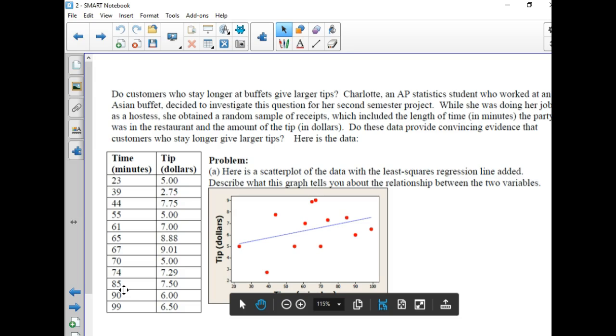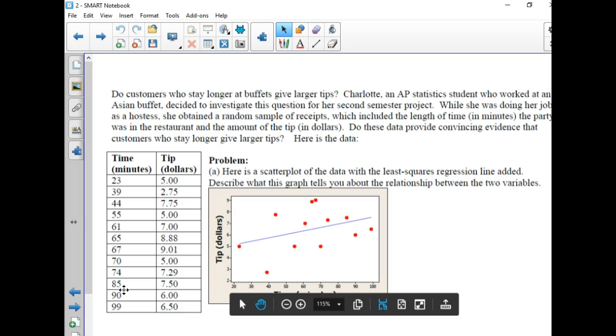Here is the data, okay? Part A says, here's the scatter plot of the data with the least squares regression line added. Describe what this graph tells you about the relationship between two variables. When you are doing anything that says describe, you do need to say SOCS, or SUDS, whatever word I taught you. So if it's a one variable distribution, which would be like a dot plot or a histogram, you use SOCS, okay? Shape, outlier, center, spread.